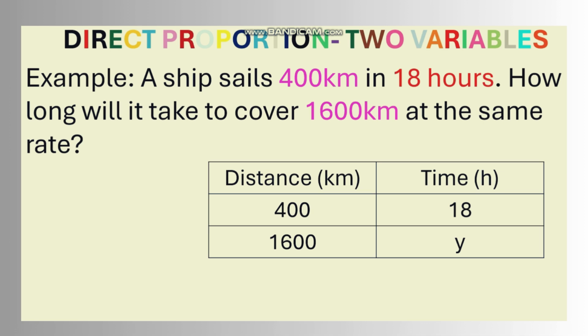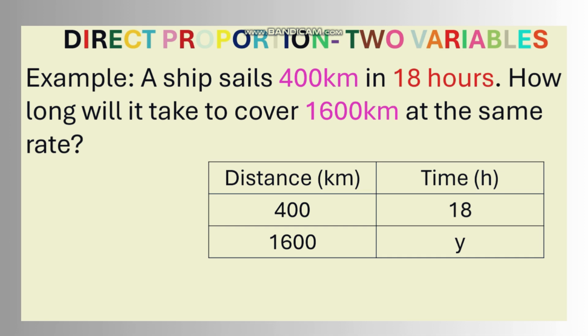Now, the next step is for us to input the figures that we have. When you read the first sentence, it says a ship sails 400 kilometers in 18 hours. So distance is 400 and time is 18. You put that on the first row. The second one says, how long will it take to cover 1,600 kilometers? So the distance is 1,600 kilometers, but the time is not given. So I will just represent the time with Y or X or any letter of my choice.